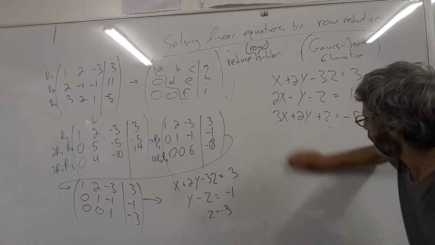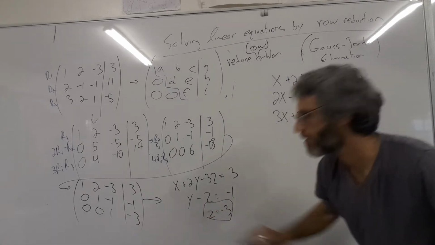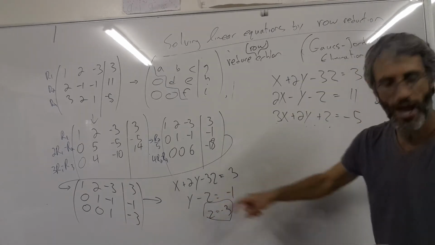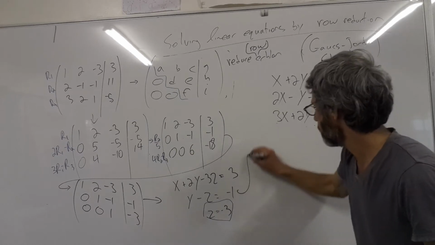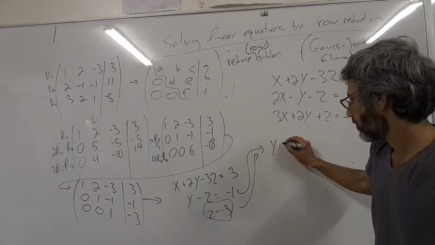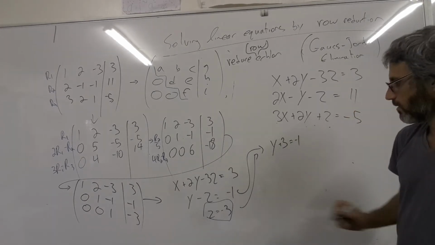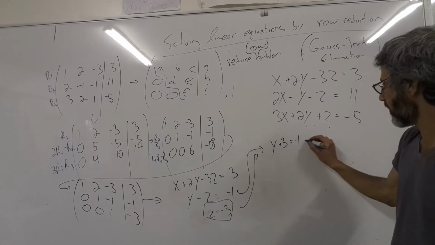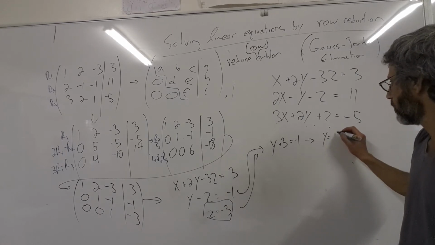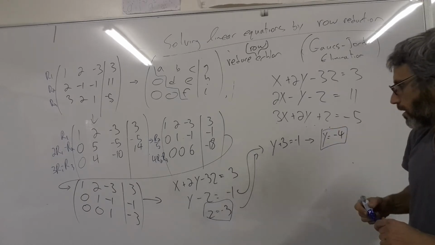So the first part, what solution do we already have? We have z equal minus 3. And then we can just put that in here, right? So if that's the case, we'll add those two. y plus 3 equal minus 1, right? Just plugging in z equal minus 3. And that means that y equal minus 4. Let's circle that one.